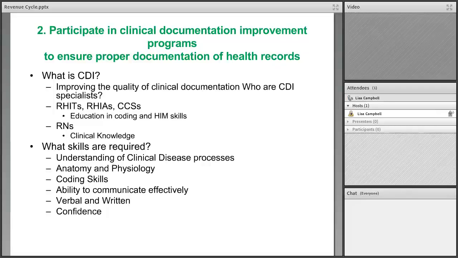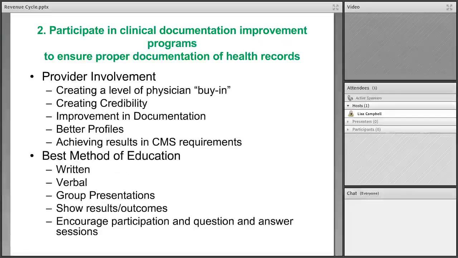Because you are working with physicians who tend to have very strong personalities, it's important that you are confident in your skills, in your role, and really your objective for carrying out the clinical documentation improvement process. One of the things about the CDI programs is that it's very important to have provider involvement, provider buy-in.